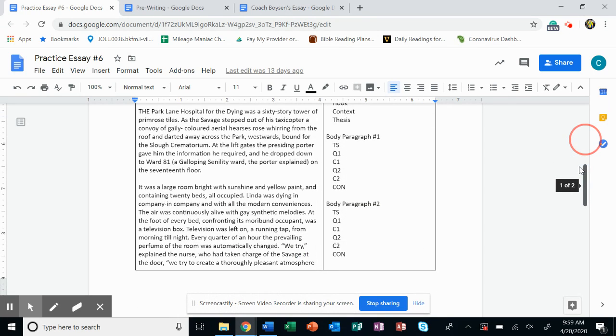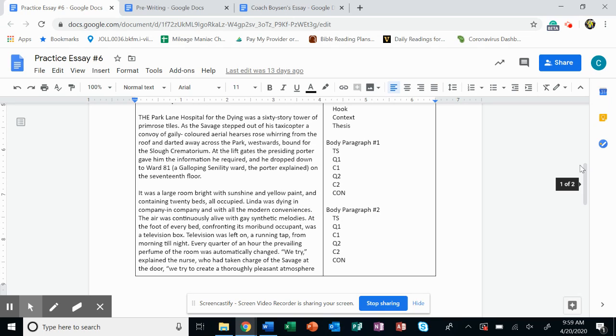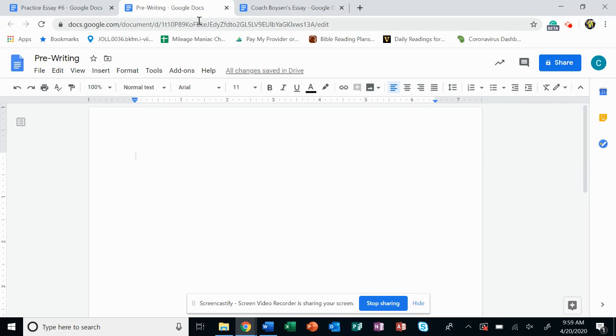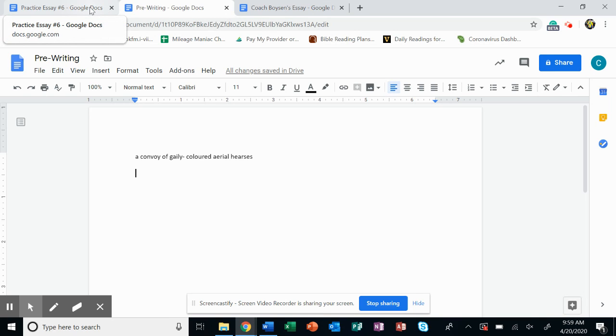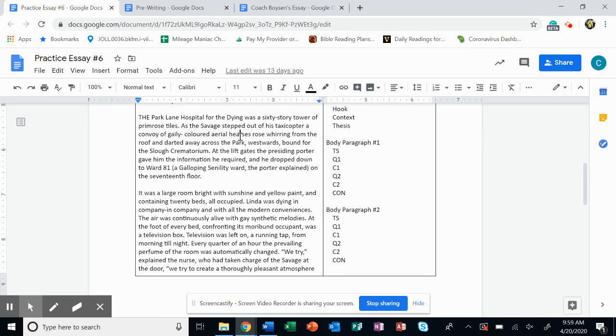So if I'm going to read this from a computer, I might pull out some quotes that I can use. Okay, I'm thinking in my mind of anything that shows either false emotion or cut off emotion. Well, here's one: a convoy of gaily colored aerial hearses. So I'm going to open a tab for pre-writing. I'm going to put my quotes there. Okay, what's a hearse? Well, that's that vehicle that they take the body to. They're usually black or white. They're usually not happily colored, but here they are.